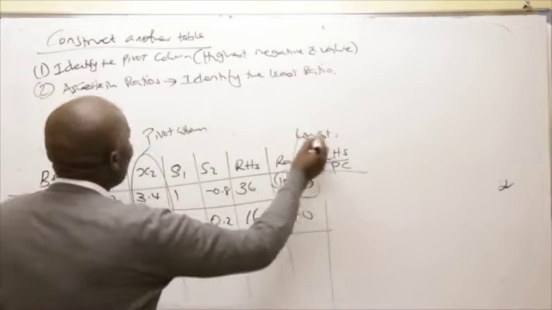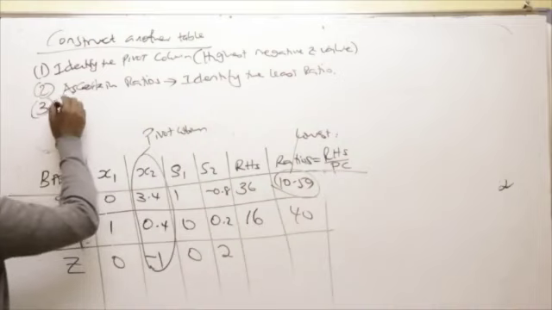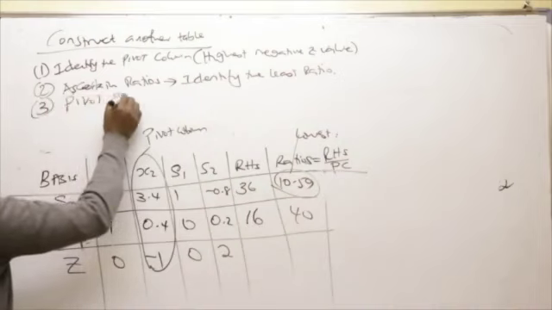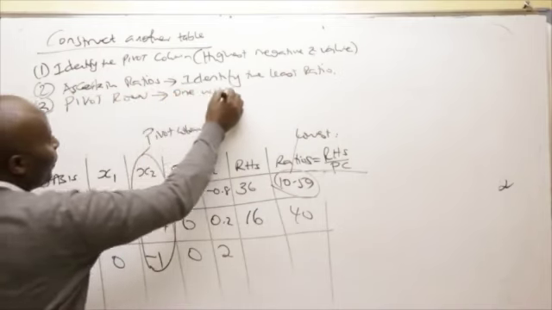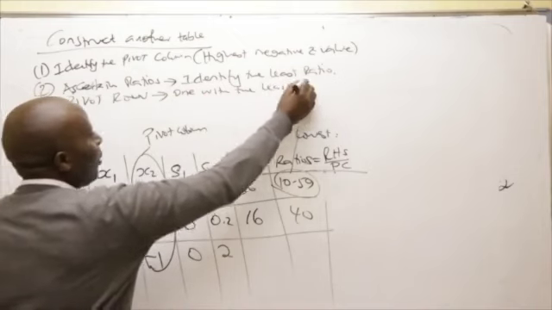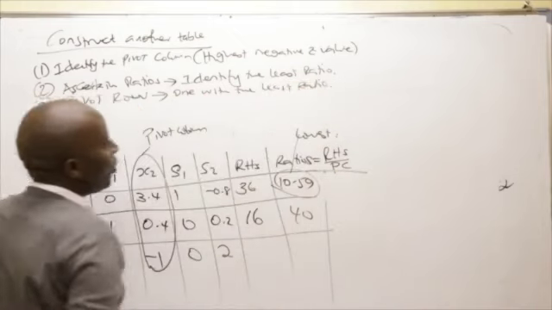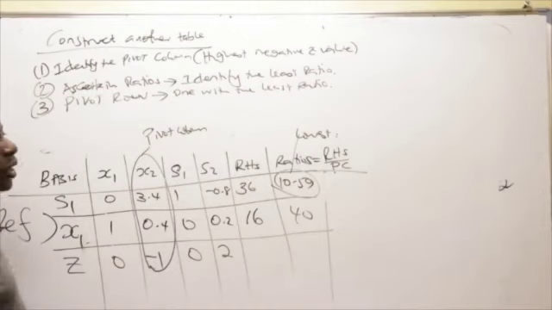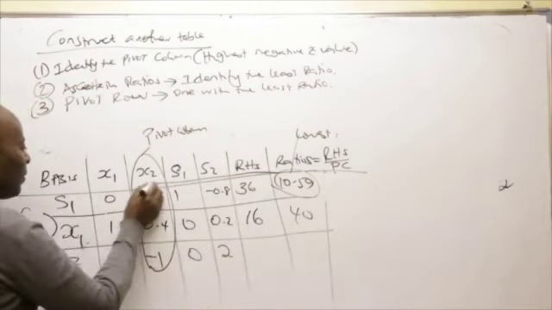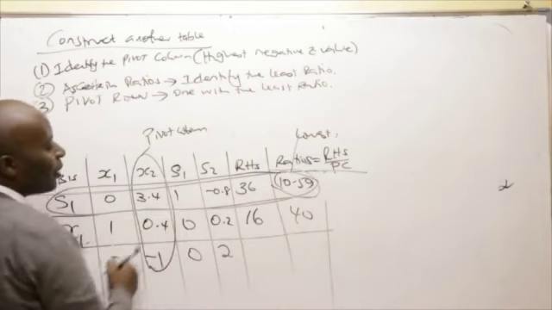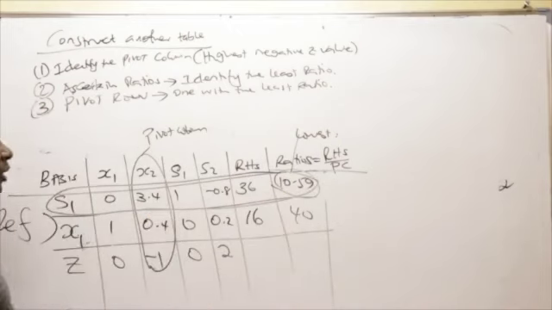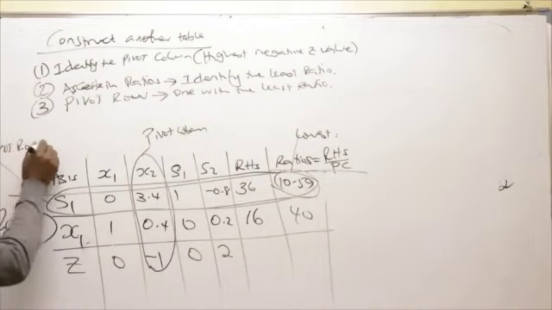And if it is the lowest ratio, we know straight away pivot row, the one with the least ratio. So I'll come and circle it, kabisa kabisa. This one. Very good. So this is the one that I'll call the pivot row.